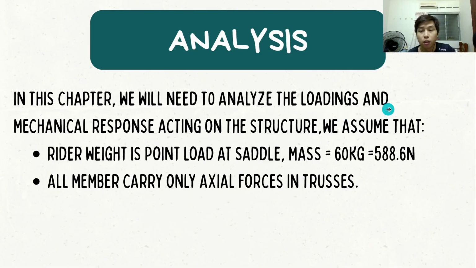In this assignment, what I will handle is the analysis. In this chapter, we need to analyze the loadings and mechanical response acting on the structure. But before the analysis, we need to assume that the rider weight is a point load. Mass is equal to 60 kg, which is converted to 588.6 Newton. All members carry only axial force in trusses, which means no bending moment.